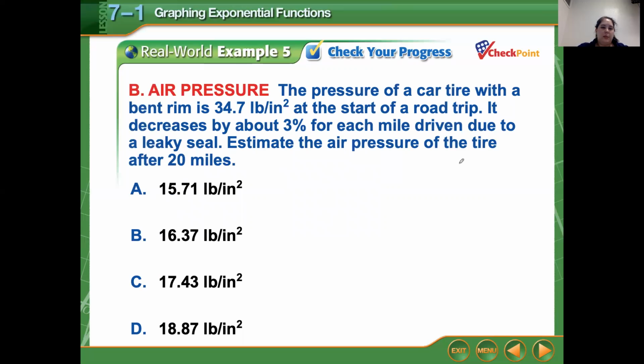So using the same information, what is the air pressure after about 20 miles? Pause the video to give yourself a chance. All right, so we would take 34.7 times 1 minus 0.03 to the 20th power. When we do that, you should get D, 18.87.